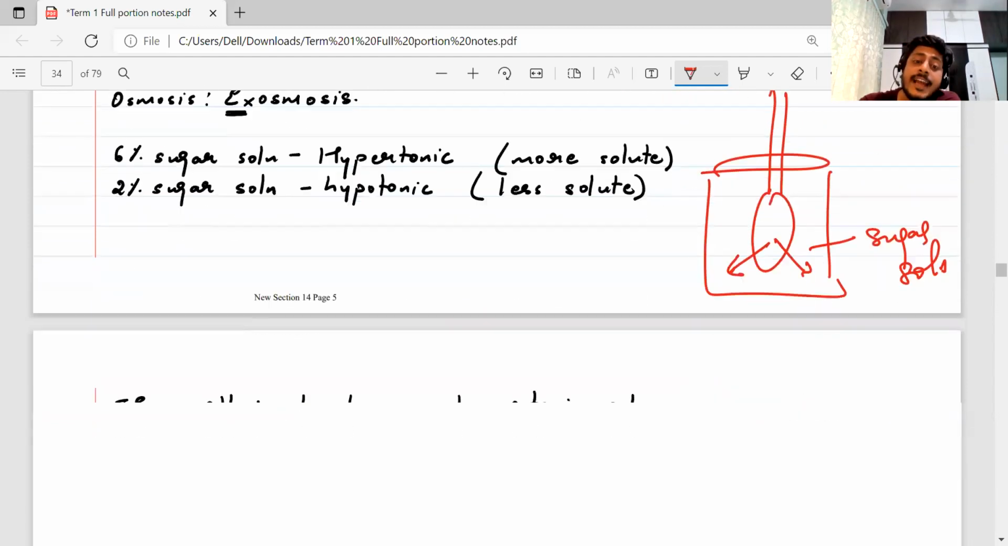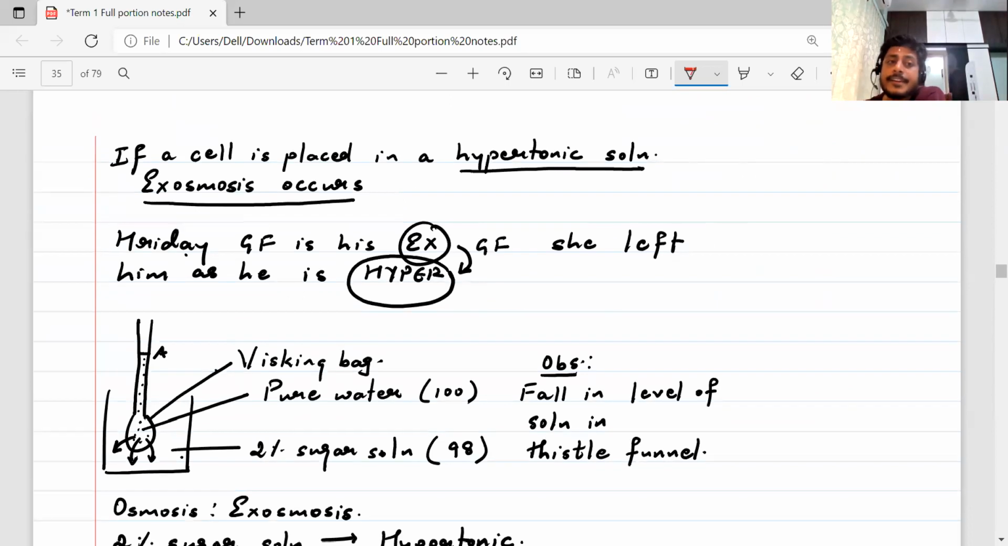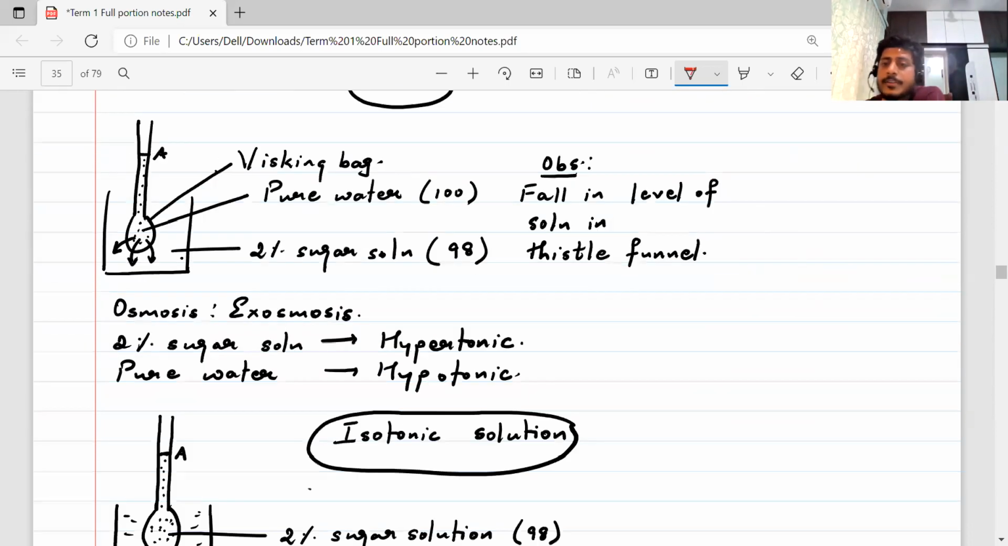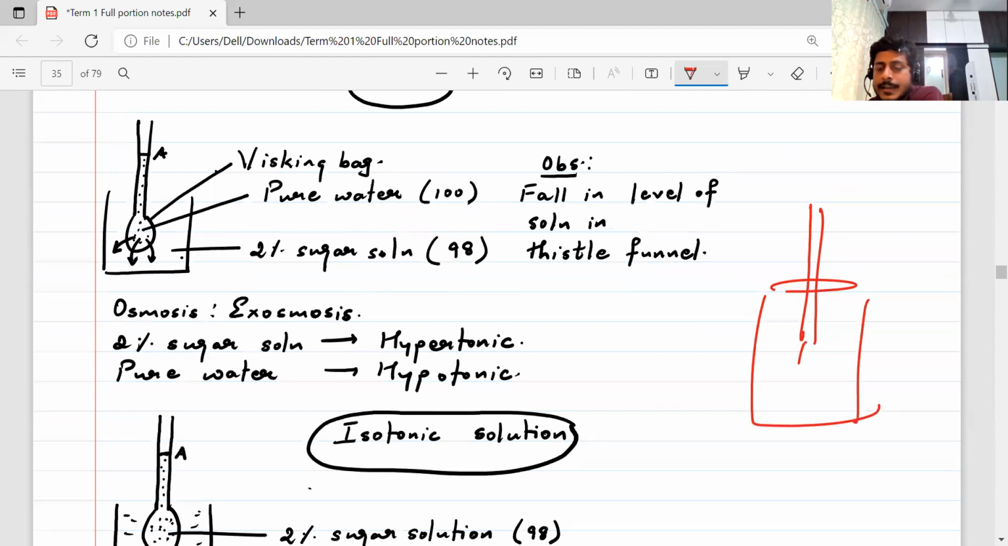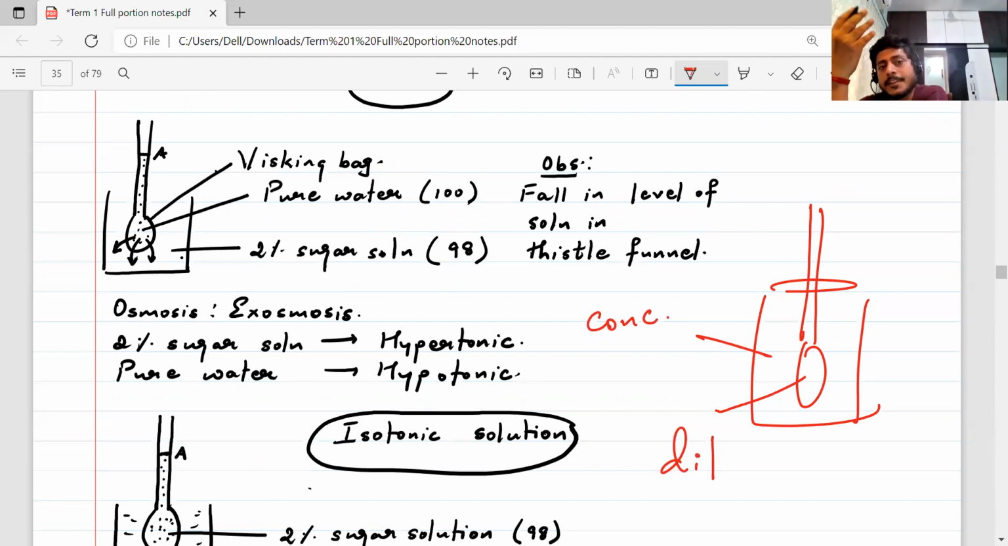Achha, one thing that they have asked is dilute and concentrated wala. So dilute and concentrated wala mein, they will tell you in the bag there is dilute solution. Outside there is concentrated solution. So dilute ka matlab more water. Water will always move from its excess to deficiency. So more water inside and outside is less water, so water will move from inside to outside. So there'll be a fall in the level of solution.